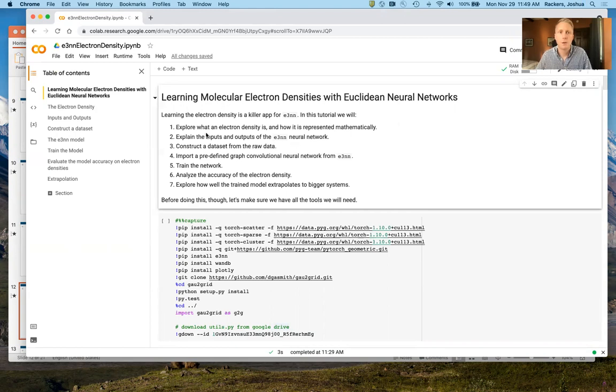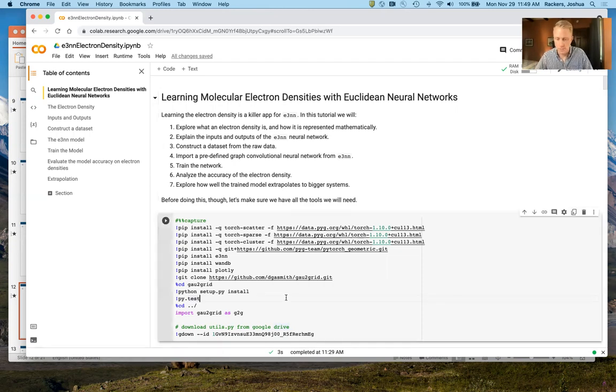We're going to first explore what an electron density is and how to represent it mathematically. We're going to explain the inputs and outputs for the neural network that will be predicting that density. We're going to construct a data set. We're going to use some of the models that are already in e3nn so that we don't have to build our own. We're going to train a network. We're going to analyze the accuracy of that network. And then we're going to see how well it can do this extrapolation trick. In other words, if we train it on small things, how well does it do on big things?